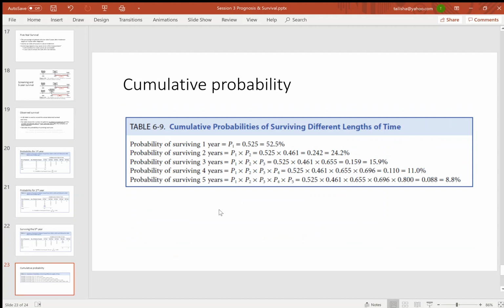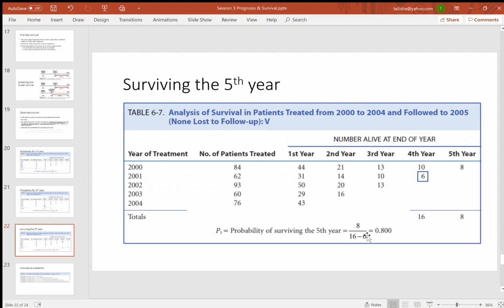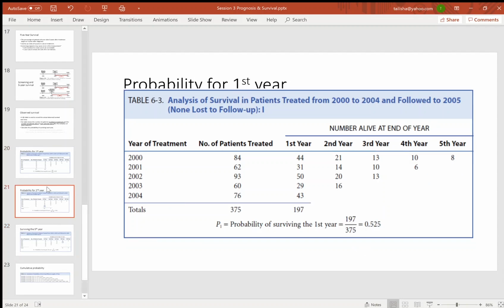So then we look at cumulative probability. And basically you're multiplying the probabilities so that you can figure out the probability of surviving different lengths of time. So this one was a standard, right? That was that first one. Probability is 52.5%, so about half. Probability of 2 years, you're multiplying the probability of the first year times the second.